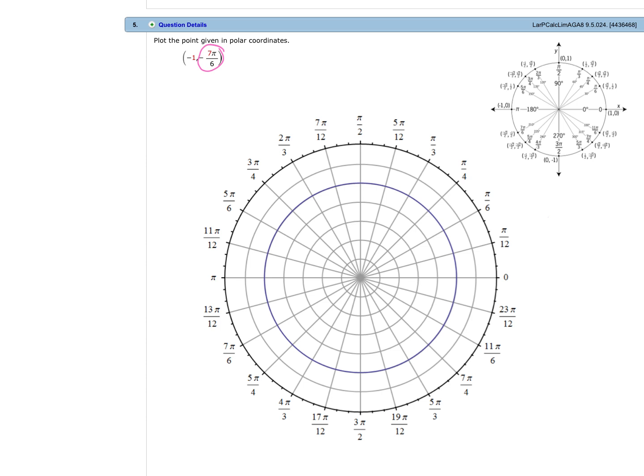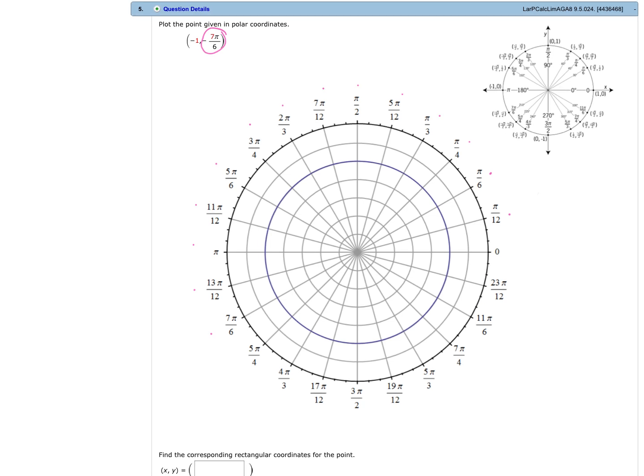Either way works. So if we wanted to count, we would go up 1, 2, 3, 4, 5, 6, 7, 8, 9, 10, 11, 12, 13, 14. So we go around the circle 14 in the positive direction to get to 17 pi over 6. So to get to negative 17 pi over 6, we would need to go 14 in the negative direction. So 1, 2, 3, 4, 5, 6, 7, 8, 9, 10, 11, 12, 13, 14. So it would be this one here.